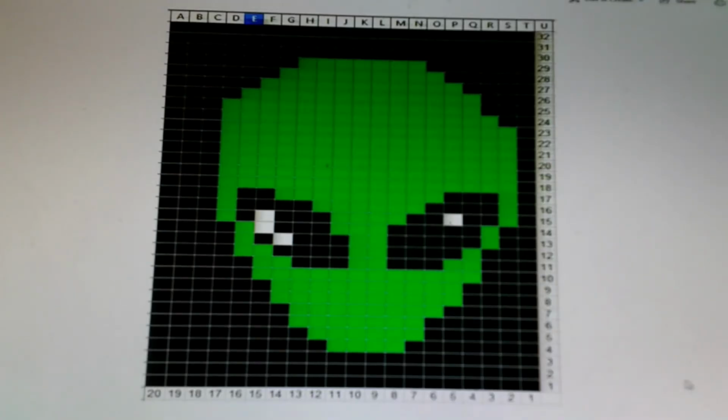For those that don't know me, my name is Connie, and today I am going to show you how to read a graph in a pattern, and this applies to both knitting and crochet.